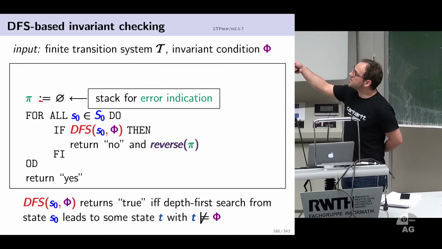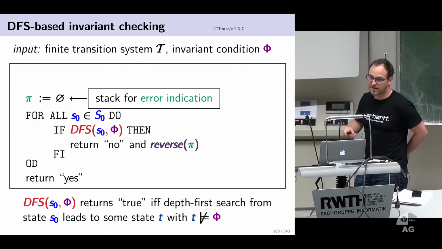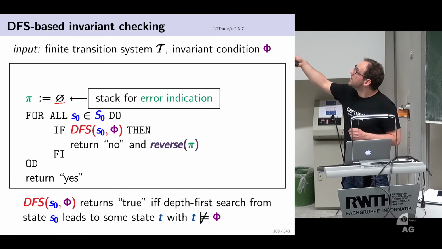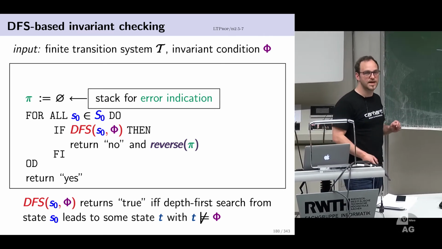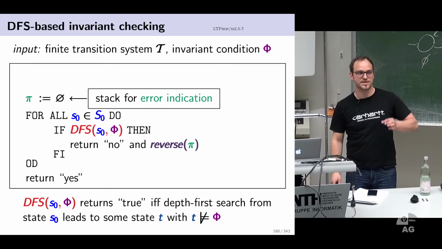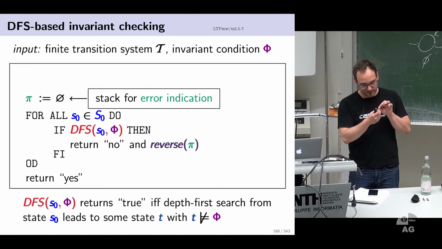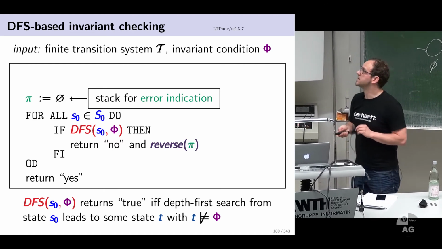So initially it's empty, but our depth first search in here will make use of this stack and fill it such that if it finds a violating state, then the reversed content of your stack is a counterexample. It's a finite trace, or a finite path, going from the initial state to a violating state.